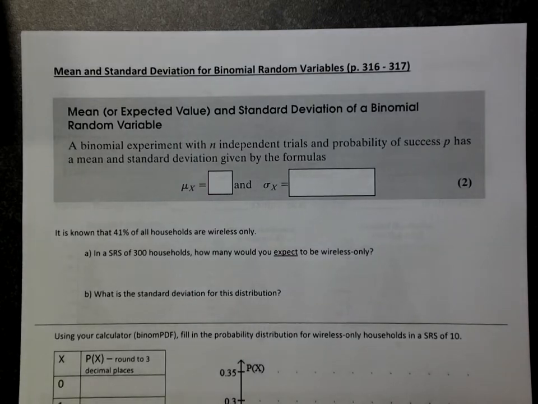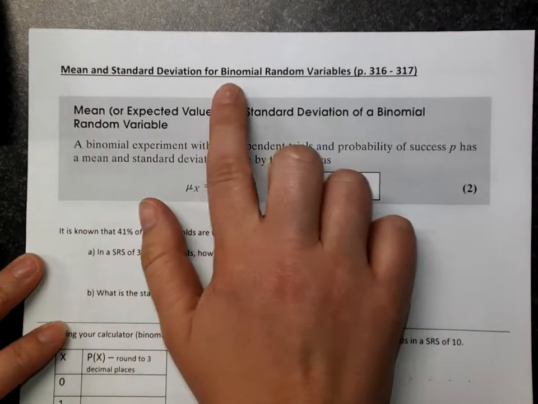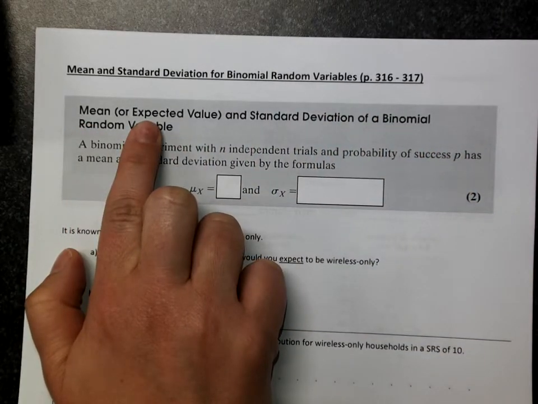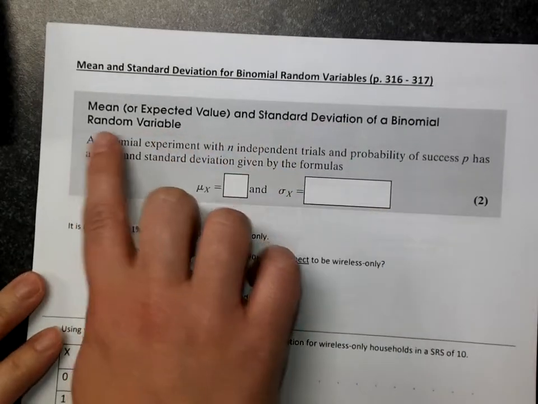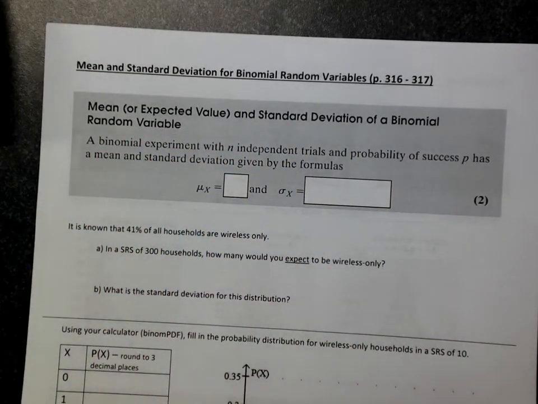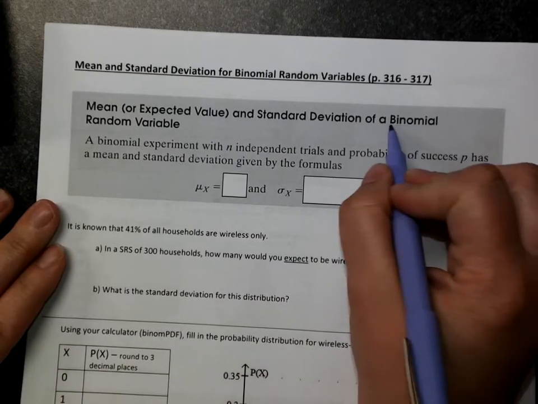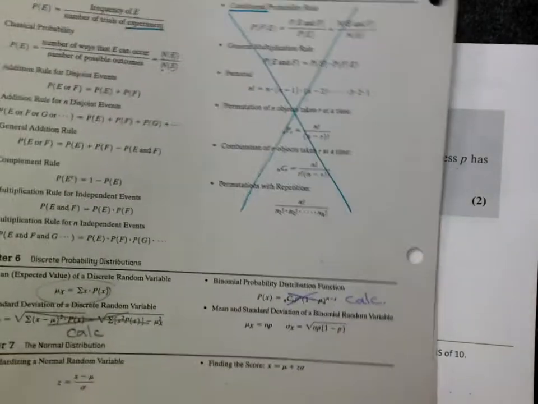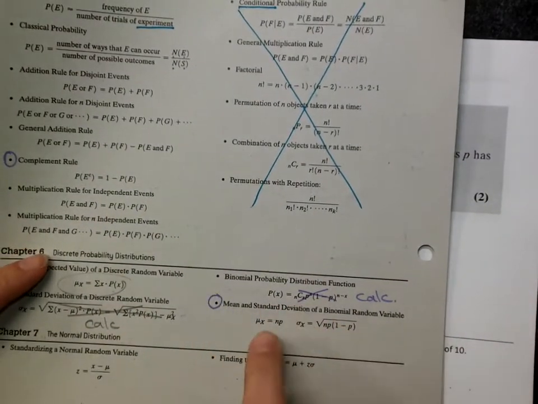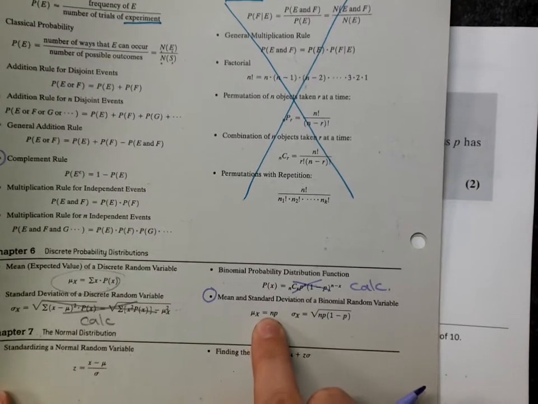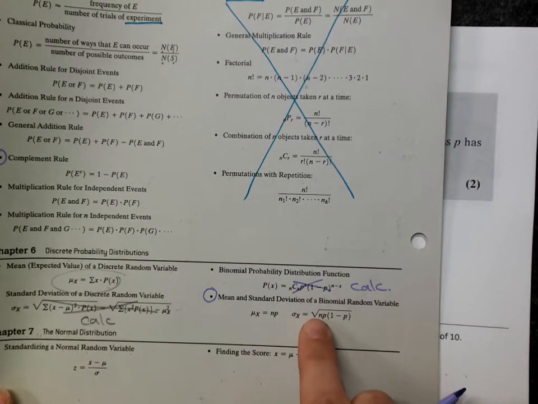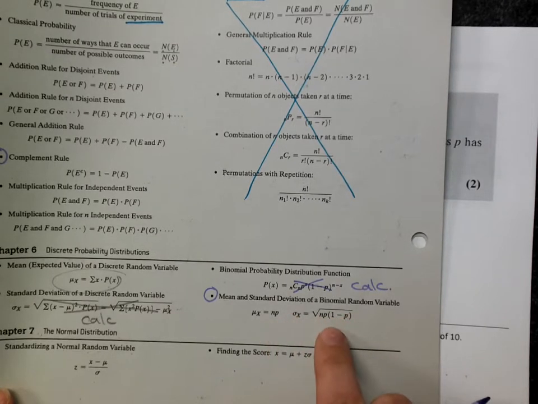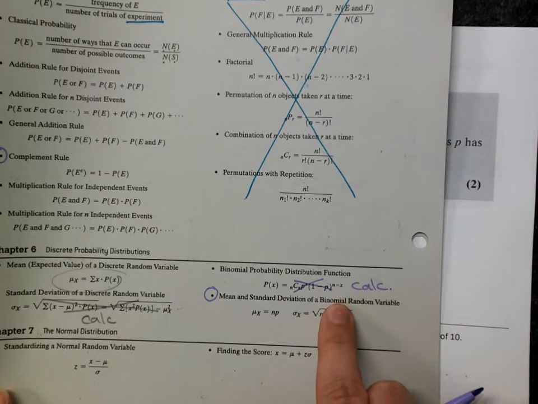This is the last part of Chapter 6, mean and standard deviation for a binomial random variable. So the mean, or again the expected value, and the standard deviation for a binomial random variable. So this is specifically for a binomial random variable. The mean and the standard deviation formulas are both on your formula chart. So the mean is n times p, and the standard deviation is the square root of n times p times 1 minus p. So we're going to practice using both of those for a binomial random variable.